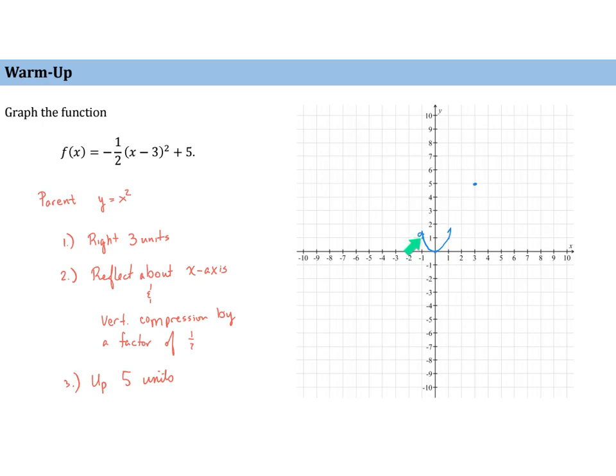Negative 1, 1, moved right 3, 1, 2, 3, reflected, and then move up. Compress it by a factor of 1/2, and then move that up 5 units. So 1, 2, 3, 4, 5. So we're looking at about 4.5. Not about, it is 4.5. And then likewise, we move the point 1, 1, and we get this. So our answer looks like this.